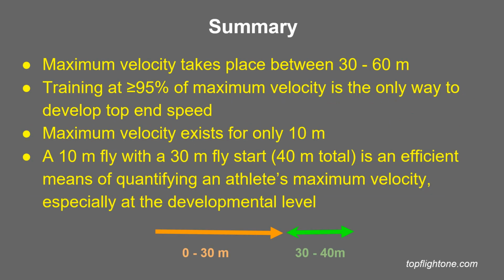So, in summary, there are some key points that I hope everyone will take away from this presentation. Number 1, that maximum velocity takes place between 30 to 60 meters. So if you are going to train and develop speed, you need to work in that zone. If you are training from 0 to 10, even 0 to 30, you're not training maximum velocity, you're training acceleration. Training at 95% of maximum velocity is the only way to develop top end speed.